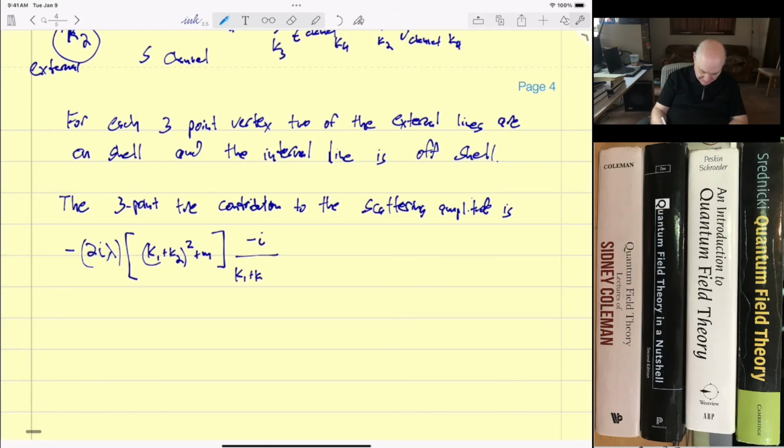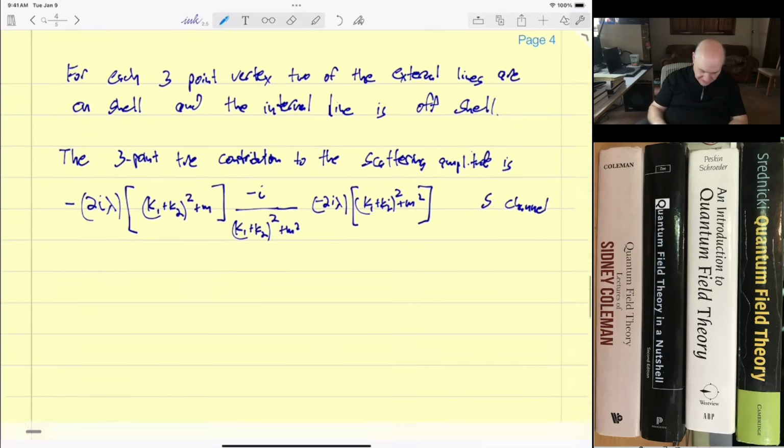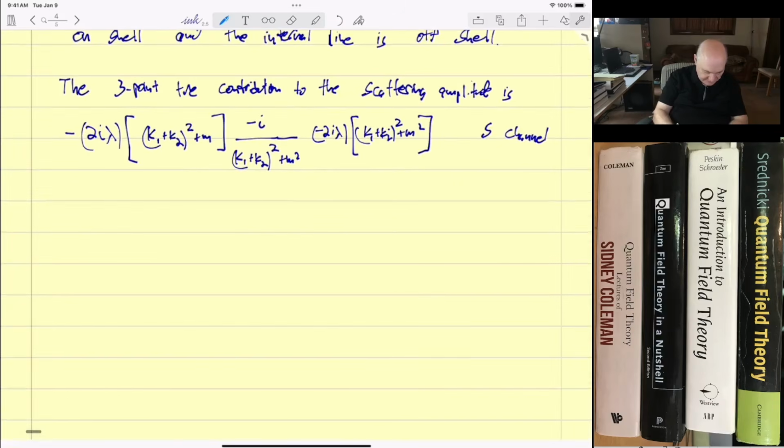And that's why everything cancels here. Plus M squared. And then I have the vertex on the other side, which is the exact same thing. Minus 2I lambda, K1 plus K2 squared plus M squared. So this is the S channel. And I'll write out, but I'm not going to explain it anymore, but the T channel and the U channel work the same way.